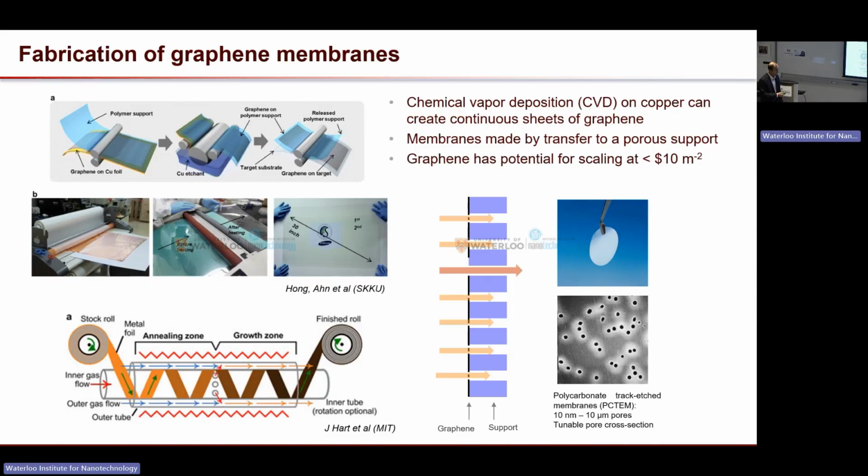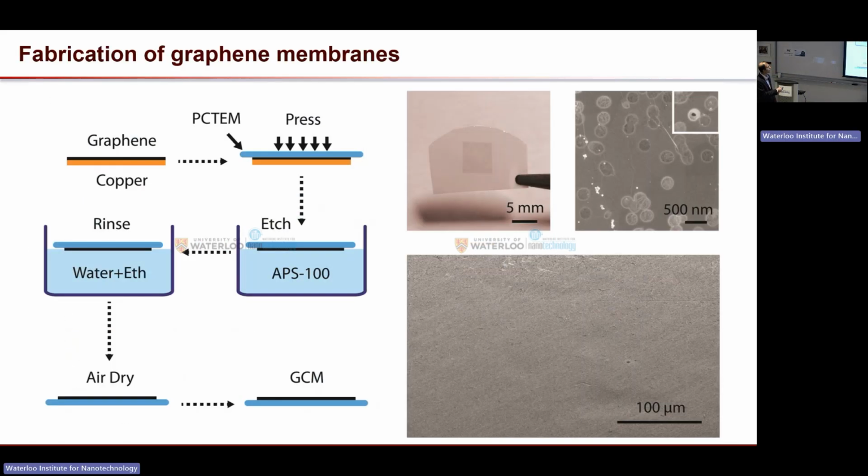So we picked this, and we can transfer graphene. We take graphene on copper, press it onto this polycarbonate track-etched membrane support, and then we remove the copper and we get this graphene composite membrane. So there's a layer of graphene on the polymeric support. And this is what it looks like. You can actually see the graphene, and you can see it's covering these pores.